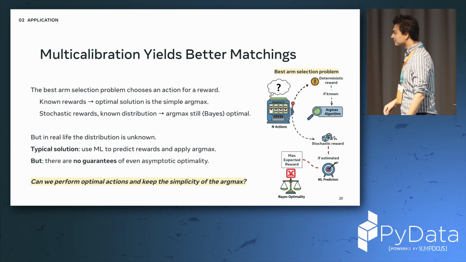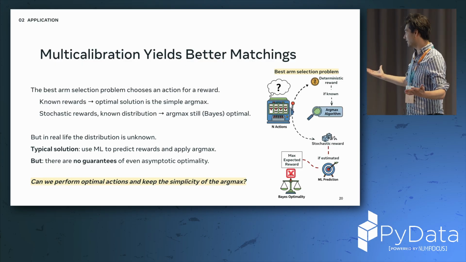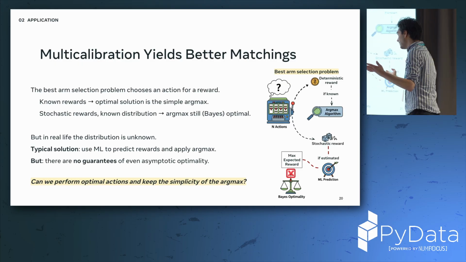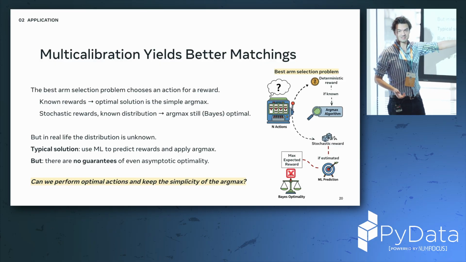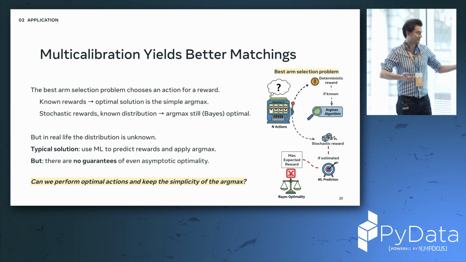But now, in real life, the distribution is not known, right? We have no idea. We can only try to model it and estimate it from the data that we have. So what do we do? Typically we just use a machine learning model to predict the rewards, right? And then we apply the argmax. That's typically how we do it.